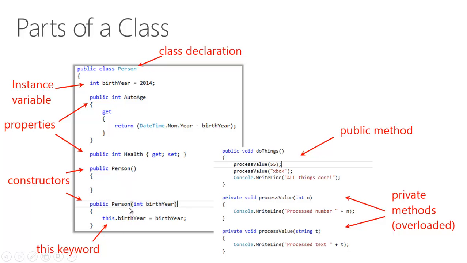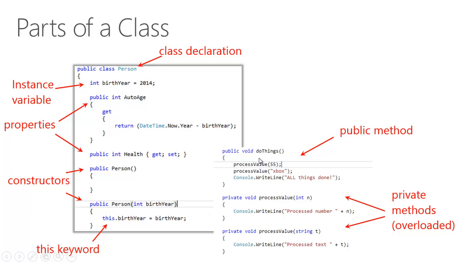Next, we have a person constructor that has a value that's being passed in. In this case, it's birth year. So we can create a new person and override the birth year that was being set to 2014 at the very beginning. So when you create a new person with this constructor, you can change the birth year for the person.